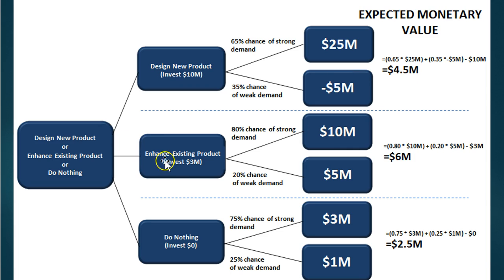We do the exact same thing for enhancing. It only costs us $3 million. There's an 80% chance of strong demand because we know demand already exists versus a new product altogether. So 80% times the 10 million. And then if there's weak demand, we still get a 20% chance of 5 million, right? Minus our initial investment, we get to a total of $6 million. And so from this, we choose the largest expected monetary value for us, okay?